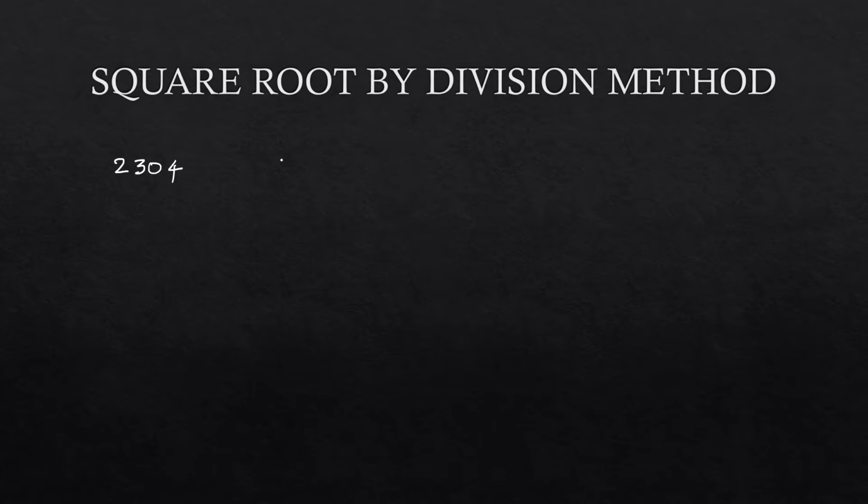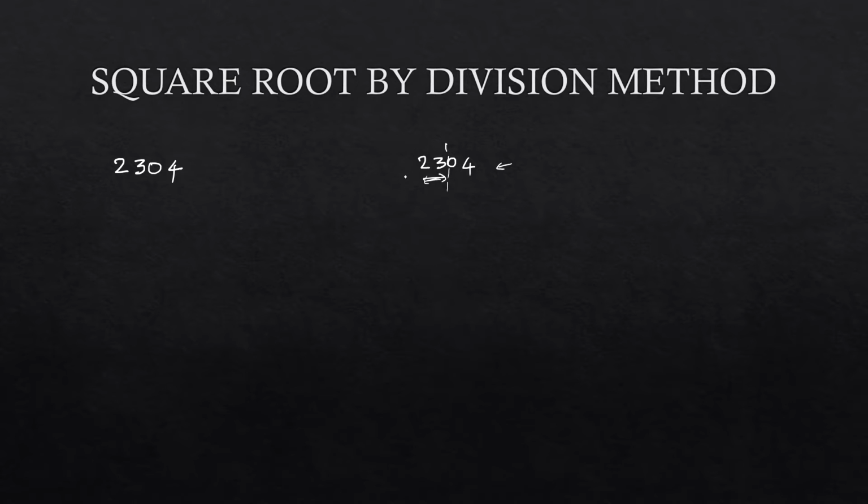2304. Consider it as the dividend. Now always remember one thing: whenever we are finding square root in any method, from the right side, separate two digits. Then what is left here? 23.